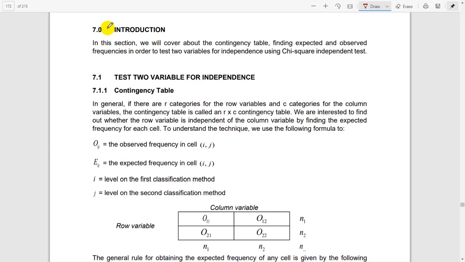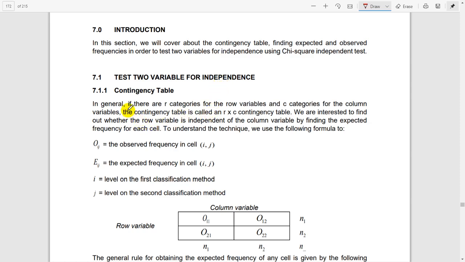So chapter 7 introduction. In this section we'll cover the contingency table, finding expected and observed frequency in order to test two variables for independence using the chi-square independence test. Okay, so first we start with 7.1, test two variables for independence. This is like what we said earlier, we want to test for independence.